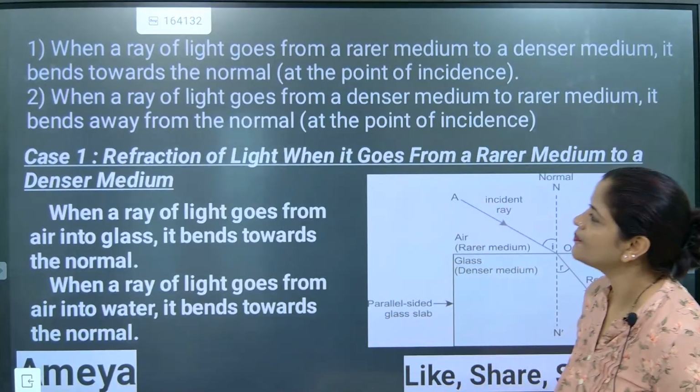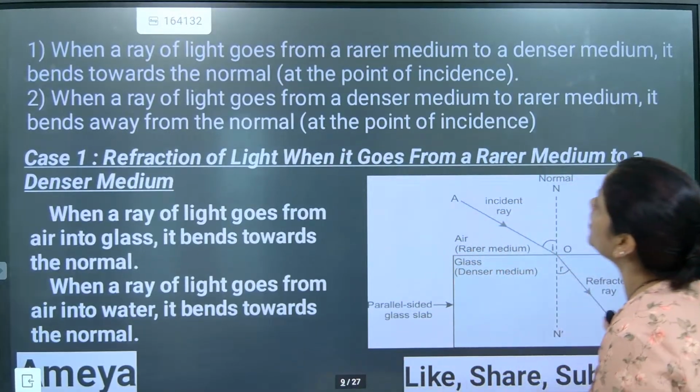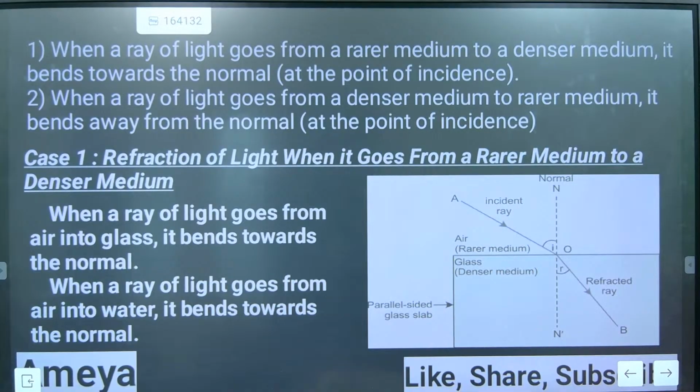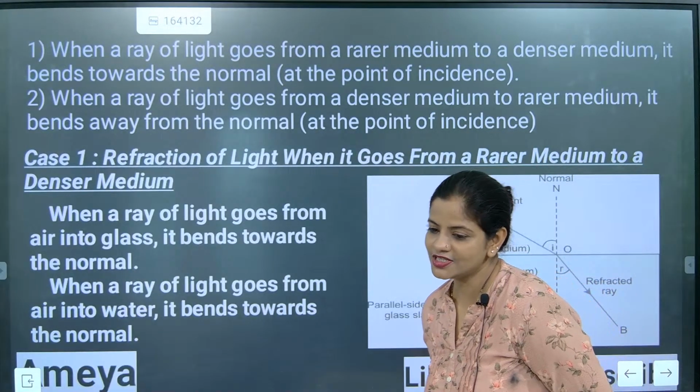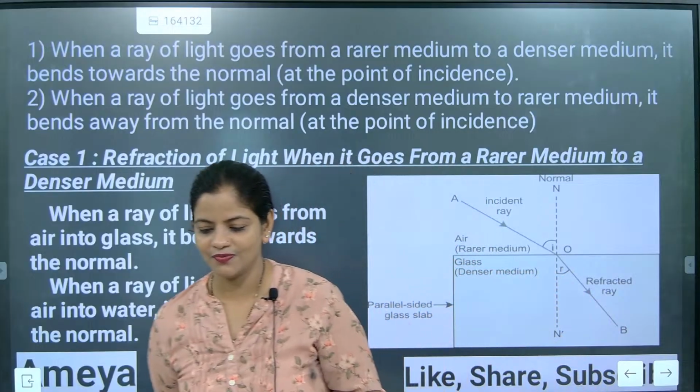Okay. So now beta, that means what? When a ray of light goes from a rarer medium to a denser medium, it will go towards the normal or away from the normal? Towards the normal. Already we know.